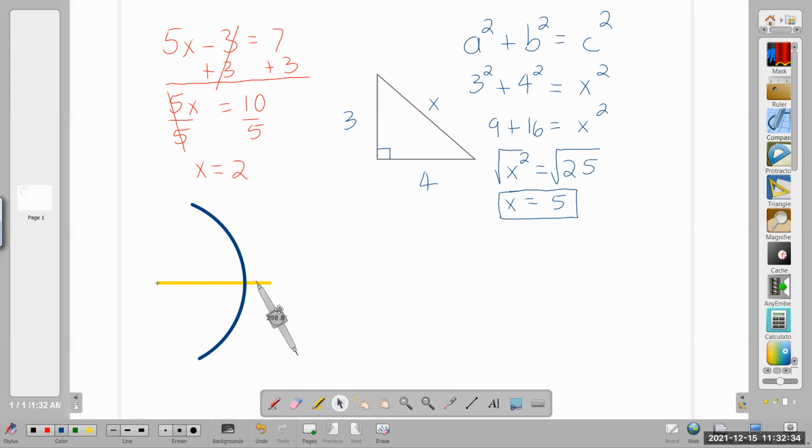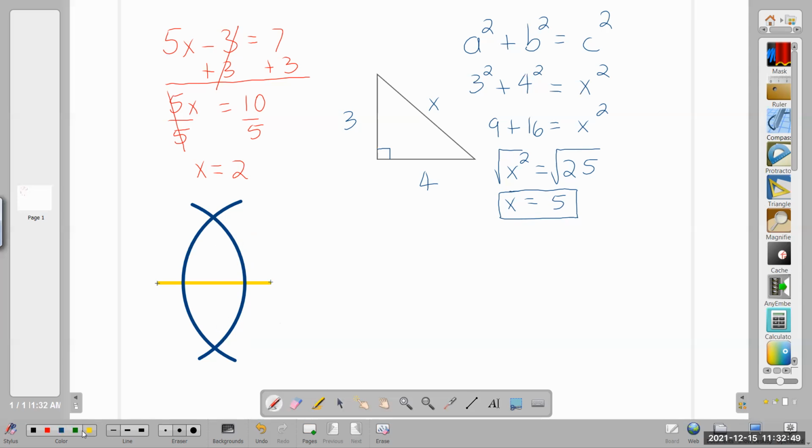Let's move our compass to the other endpoint of the line segment. Let's bring our compass up here and let's swing a similar arc. Okay, I don't need my compass anymore. And so I simply need to connect the two intersections of the arcs.